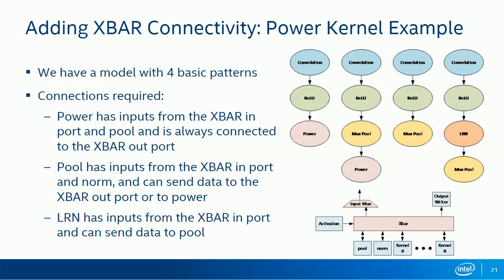To build the most efficient crossbar, we will want a connection from ReLU to power. This is accomplished by connecting from the crossbar in port to power. We also want a connection from the max pool layer to power, while the power output is connected to the crossbar output to be fed to the stream buffer. The pool layer takes input from the crossbar in and norm while able to send data to the crossbar out or to power. And lastly, the LRN has inputs from the crossbar in port and is able to send data to the pool layer.